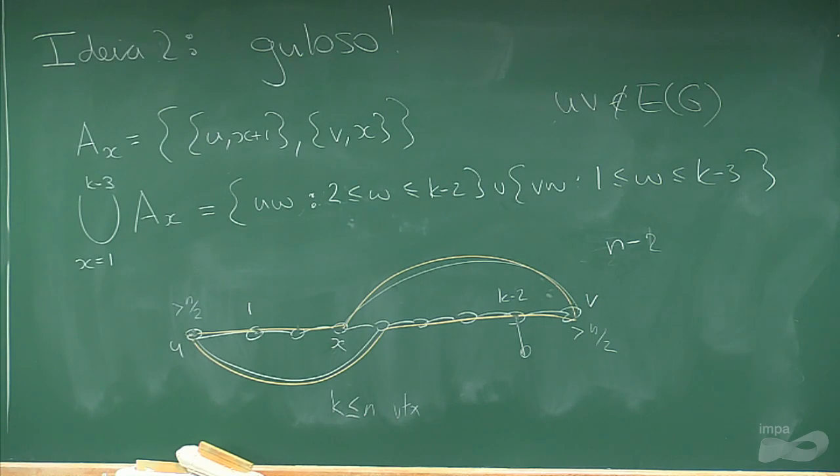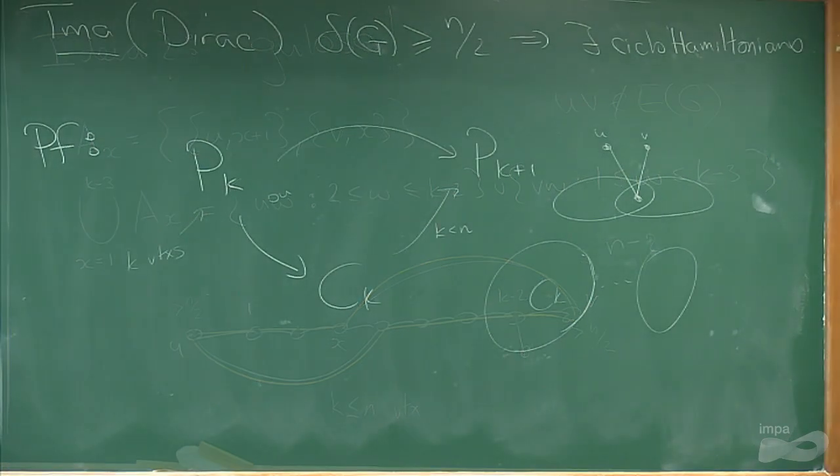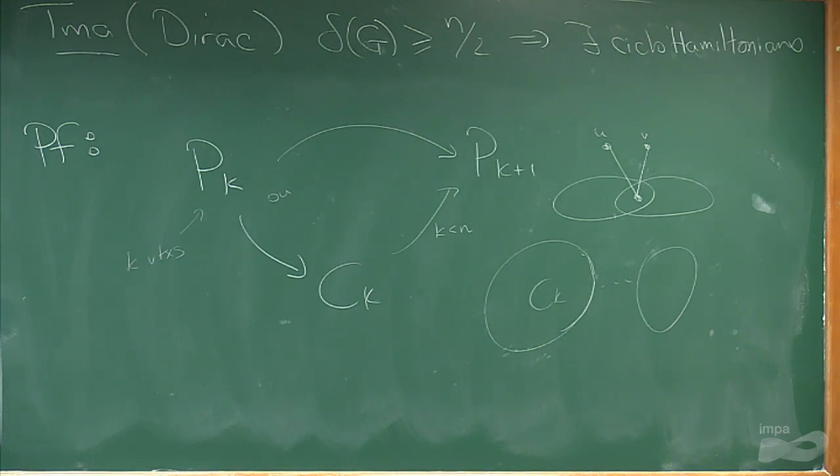So final thing I want to say. I was hoping to finish early, but I failed. So what's the threshold for finding a Hamilton cycle in a random graph?